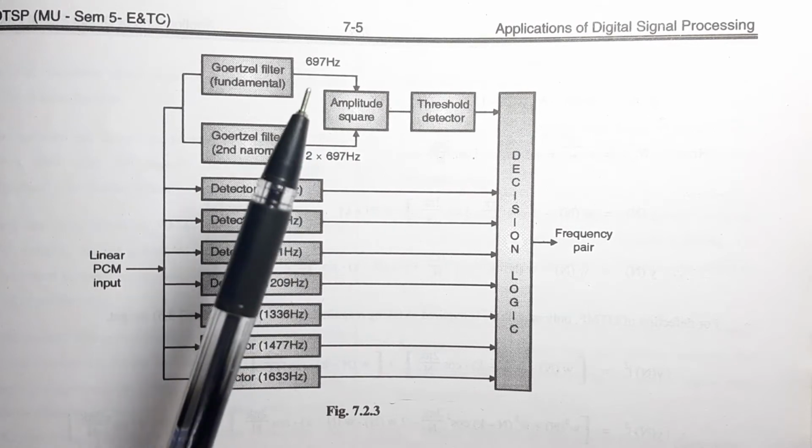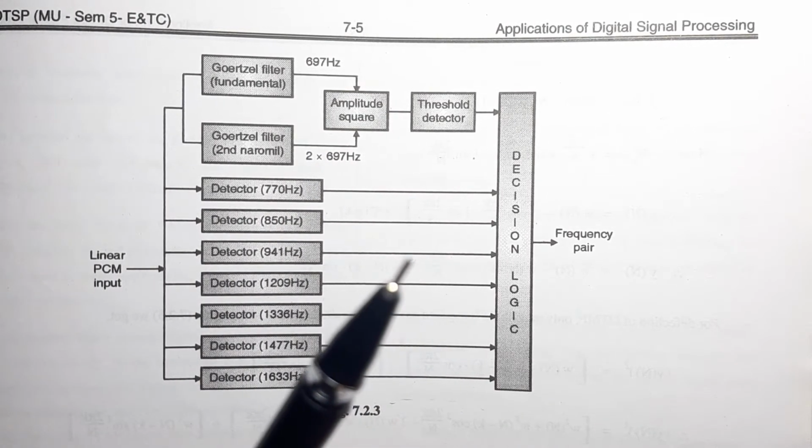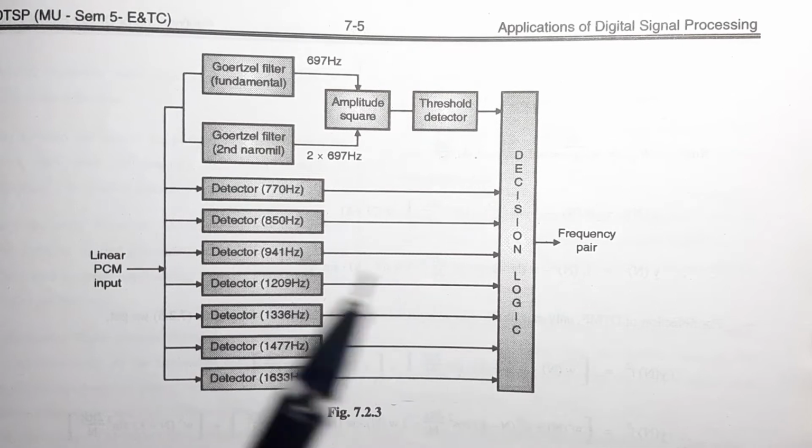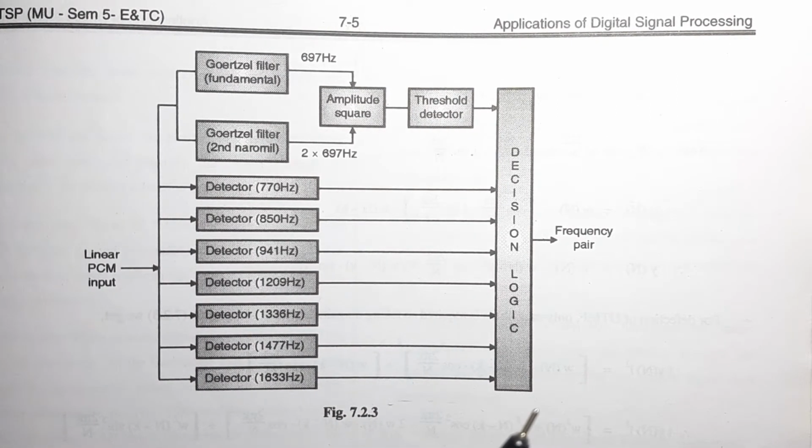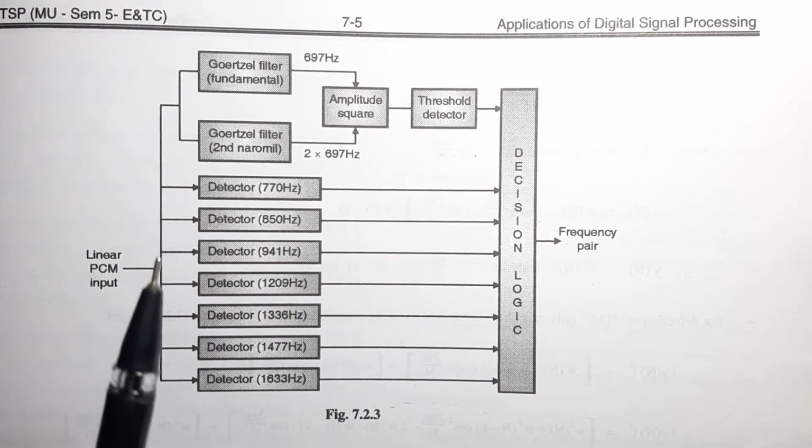Now, if you have been listening carefully, the speech signal which we speak generally has a considerable even harmonic, but your DTMF signal does not have any such component. It doesn't have any second harmonic. So the second harmonic is required to distinguish between speech and the DTMF tone.